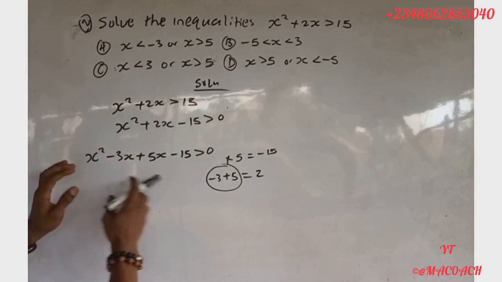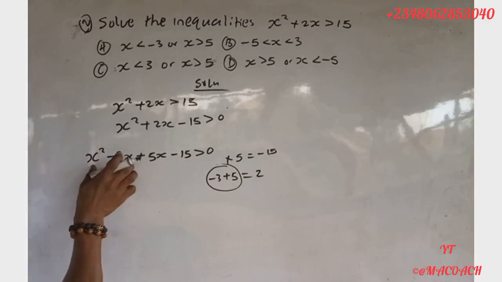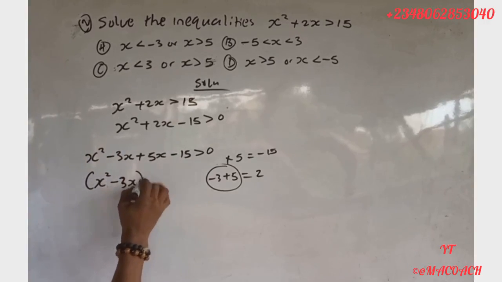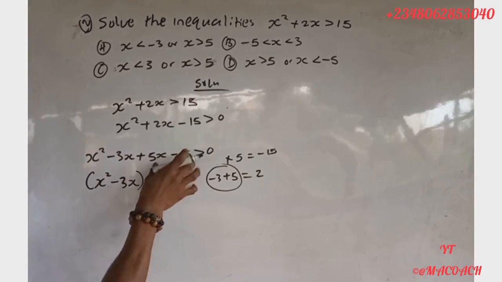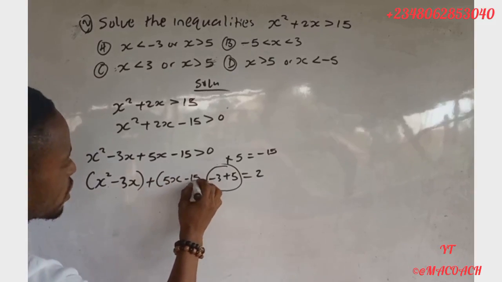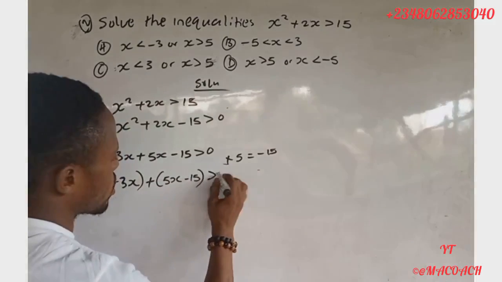Okay, so the next thing to do now: we have 4 parts now. So let's take this part and this part, close it and bracket it. The first part is s squared minus 3s, plus, the second part in brackets, 5s minus 15, greater than 0.